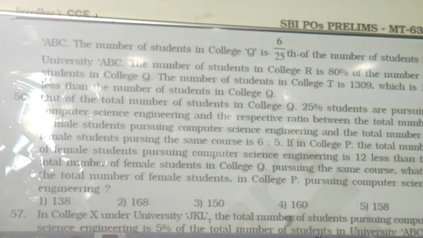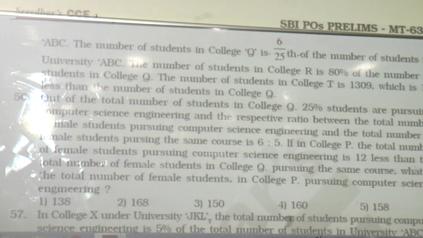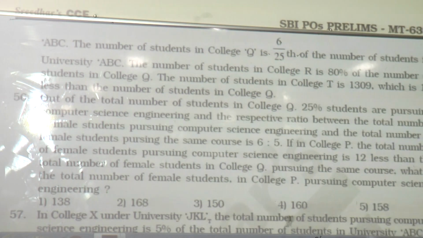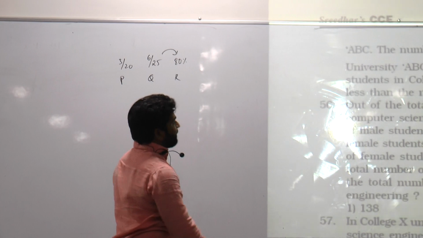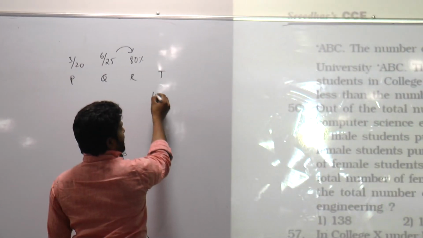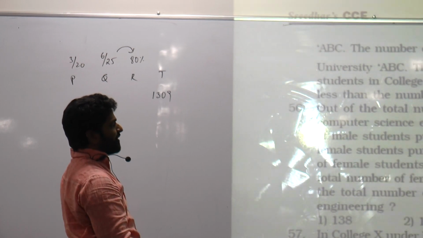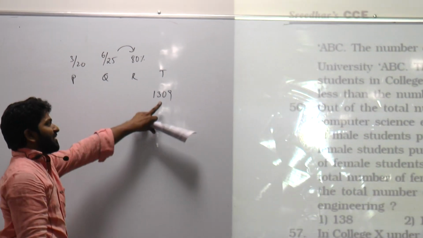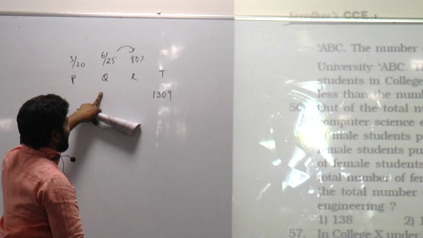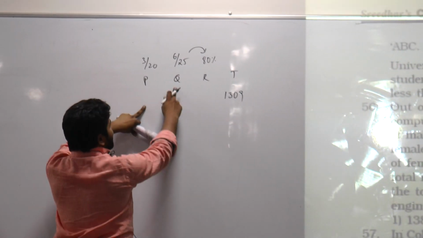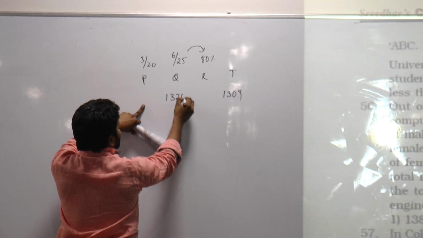Number of students in college R is 80% of the number of students in Q. Okay. Number of students in T is 80% of R. And from T we have 1309, which is 11 less than the number of students in Q. This is 11 less than number of students in Q. In the sense Q will be 1320.